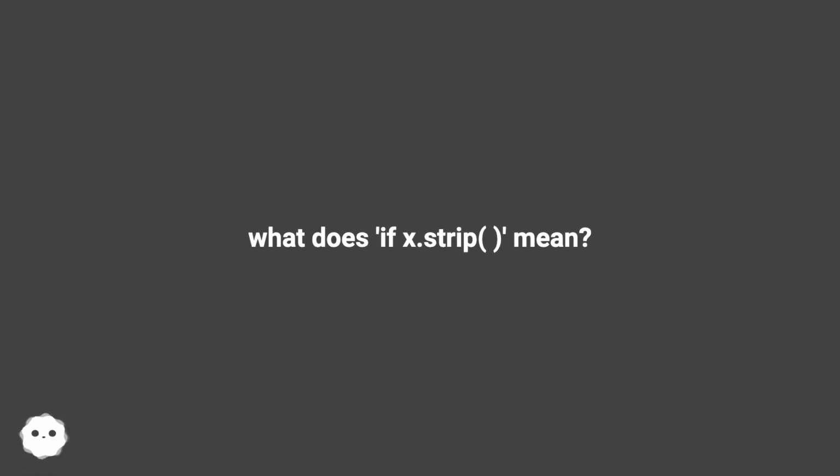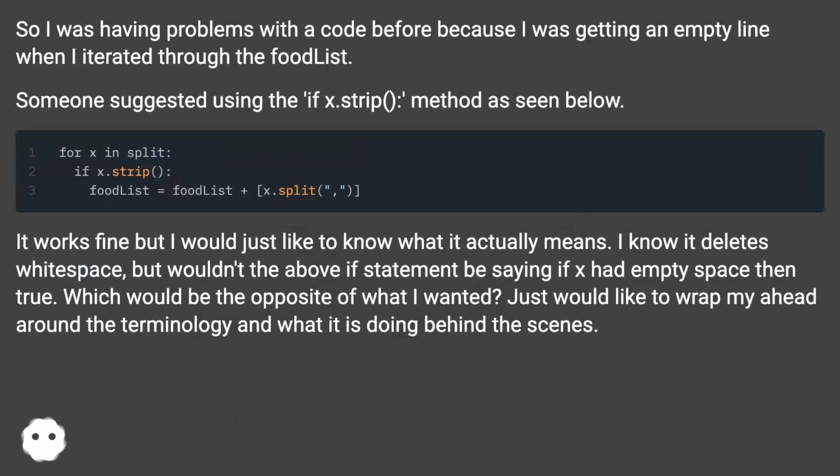What does "if x.strip()" mean? So I was having problems with the code before because I was getting an empty line when I iterated through the food list. Someone suggested using the "if x.strip()" method as seen below. It works fine, but I would just like to know what it actually means.